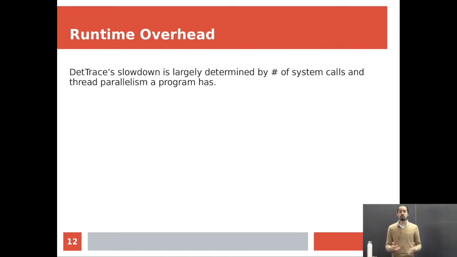Now I want to talk a little bit about our overhead. The overhead of Dettrace is largely determined by two things. One is the number of system calls we have to intercept. Intercepting system calls in ptrace in Linux is pretty slow. The other thing is the amount of thread parallelism in the program. Let's look at our evaluation here and see how this actually plays out in practice.